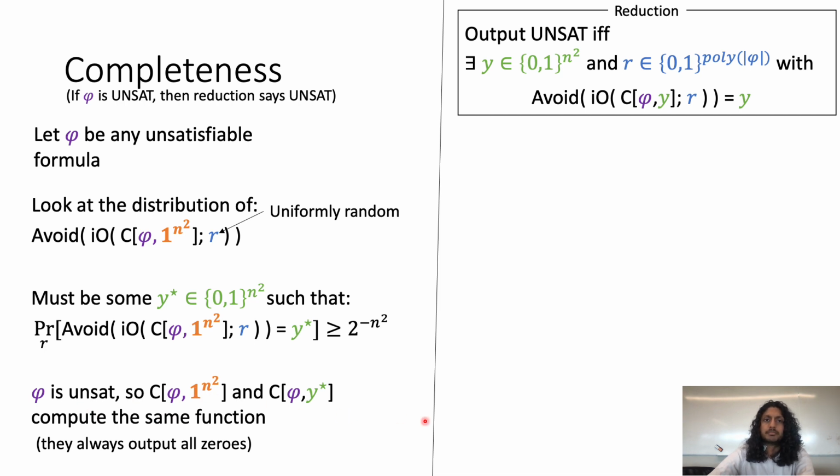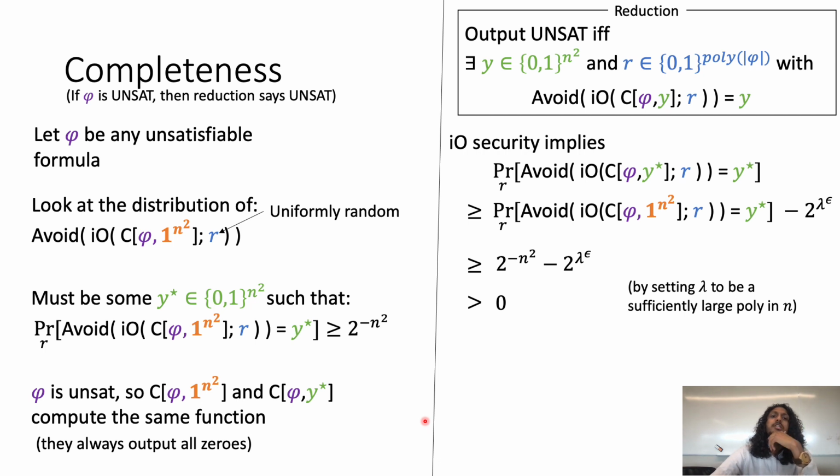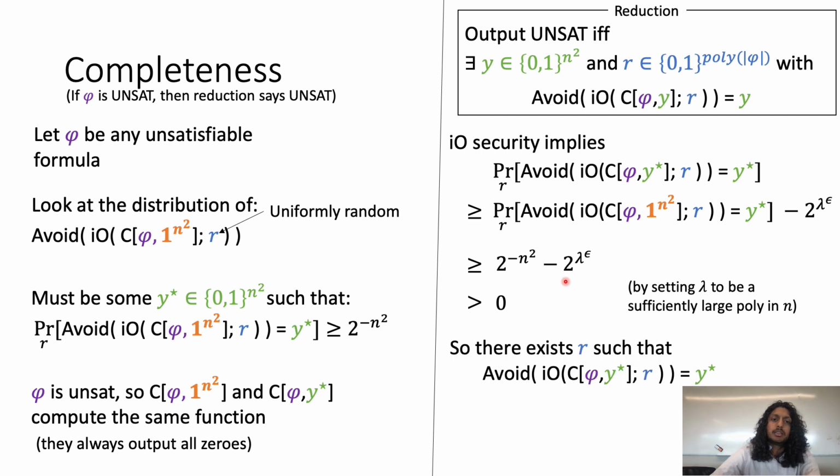Then you can use iO security to say that the probability that Avoid, when run on iO of C phi y star, outputs y star needs to be close to the probability that it output y star when you plugged in the all 1 string, which we already said happened with probability at least 2 to the minus n squared. You get some small loss from iO security, but you can set the security parameter large enough, and this implies that there indeed exists an r such that Avoid of iO of C phi y star equals y star. And so by the definition of the reduction, you output unsat.